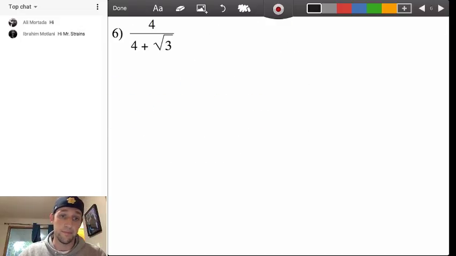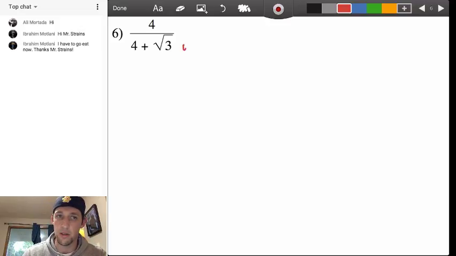Here's the one. Okay. This was a struggle for pretty much everybody initially. This is a very challenging problem, and the reason is our instinct tells you to just multiply by the square root of 3. Okay, you can't do that. It's not going to work.